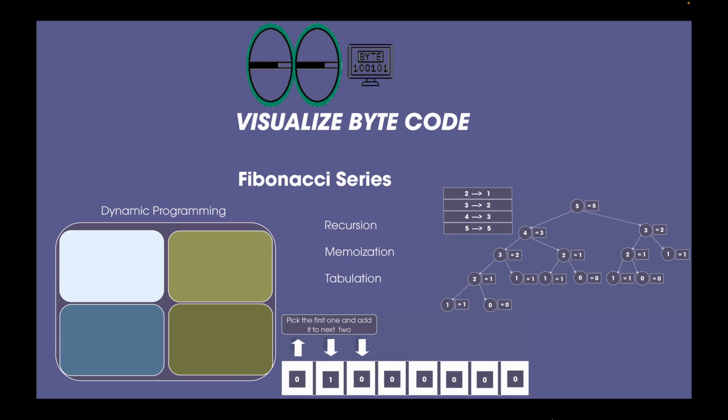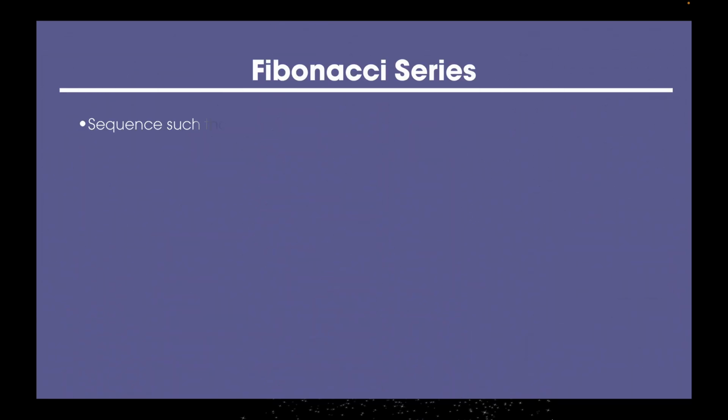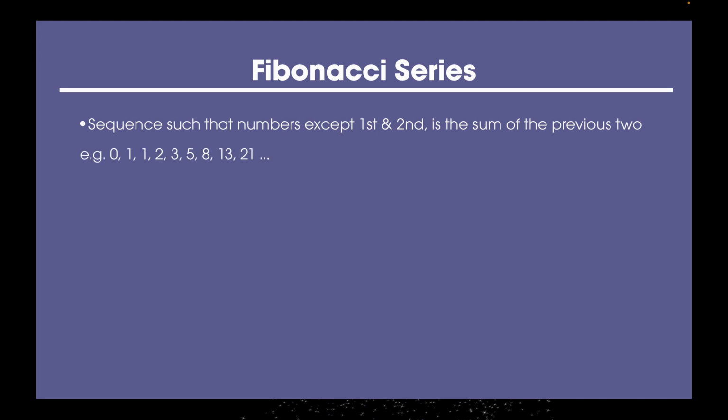So let's define what Fibonacci series is. It is the sequence of numbers such that any number except first and second is the sum of the previous two. Following is the Fibonacci series.